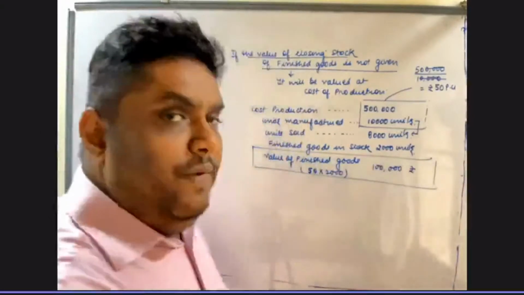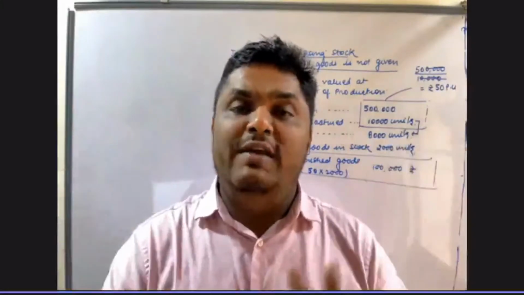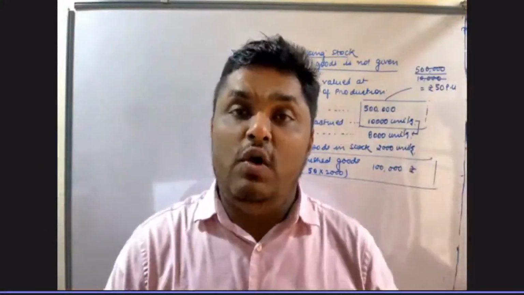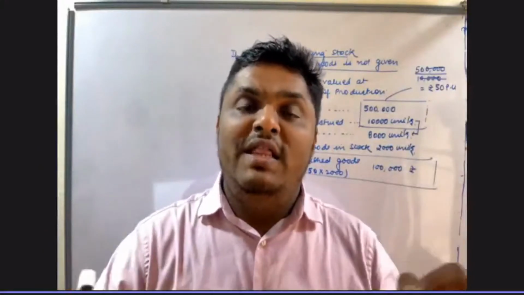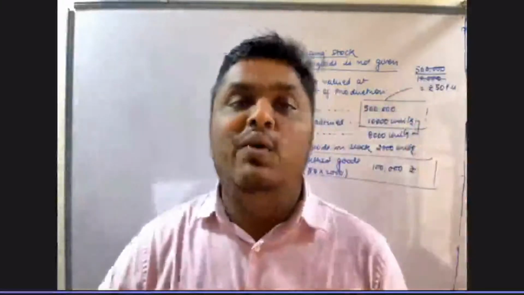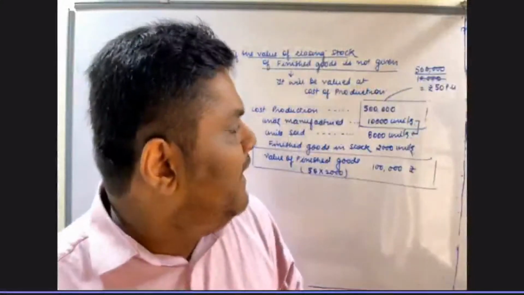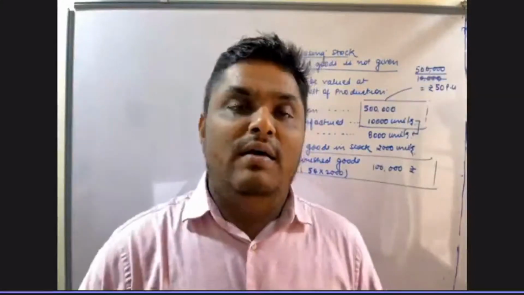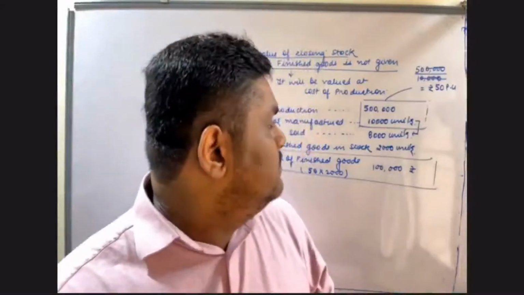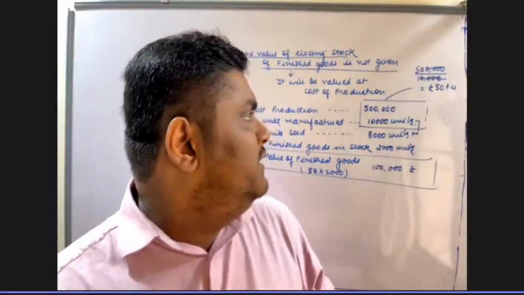So very important, guys. If the value of closing stock of finished goods is not given in the question, then we have to value the closing stock. The closing stock is to be valued at cost of production. So my cost of production here is 5 lakh and the units manufactured are 10,000.